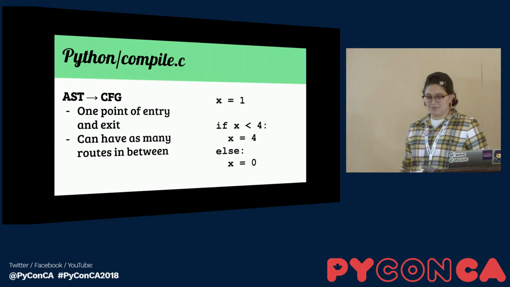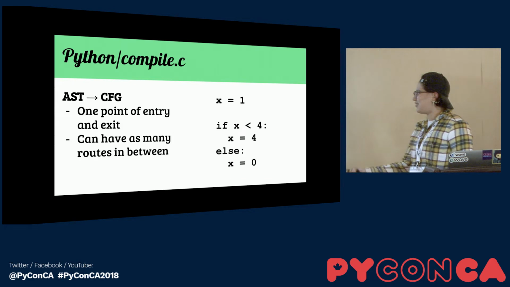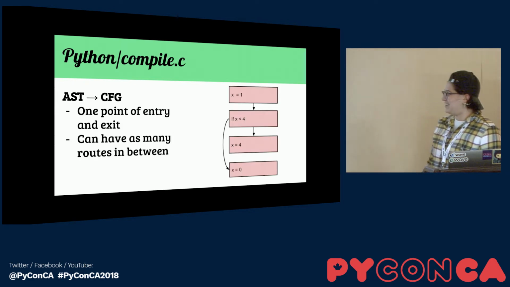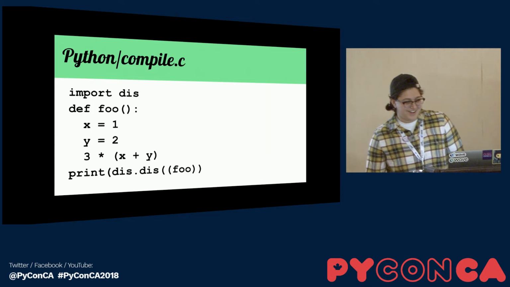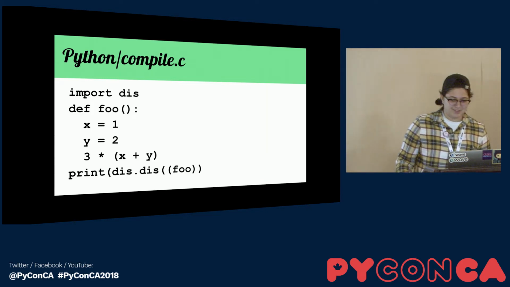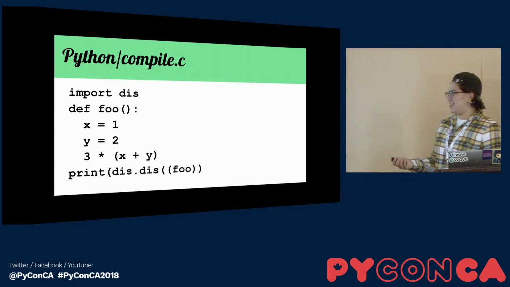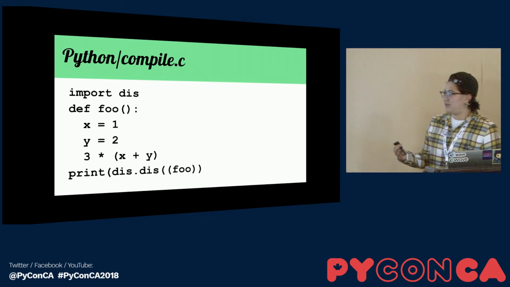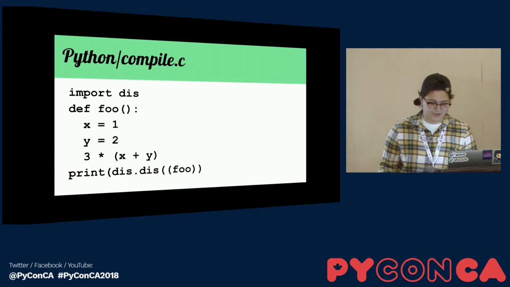If we look at this example, we have a simple if statement and an else condition. So our control flow graph will look like this, where you can jump depending on the condition of x. Our next step is the compilation of bytecode. Python actually has a cool module called dis, the disassembler, where it can disassemble your code in a human readable format, so you can see what the bytecode would look like.